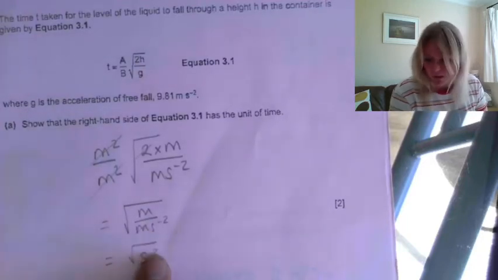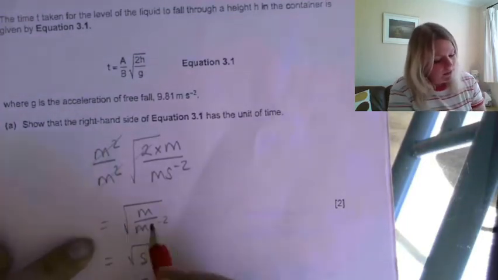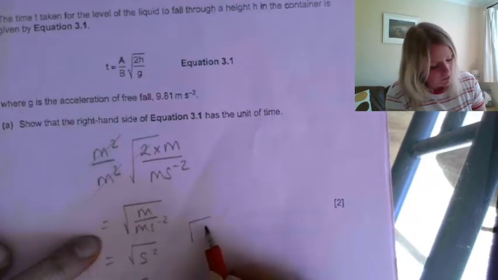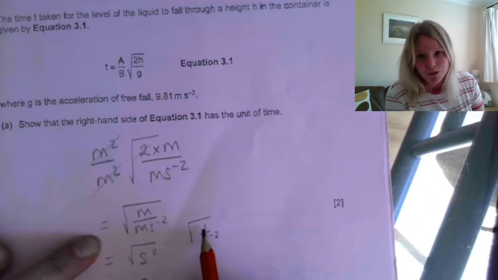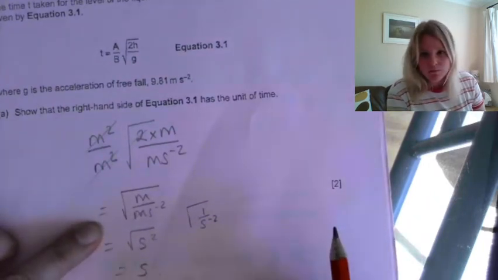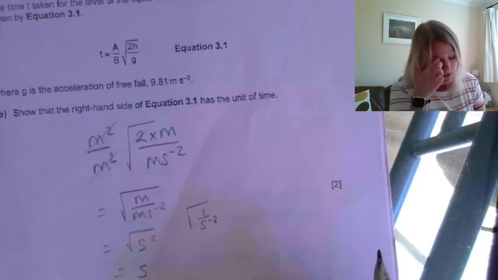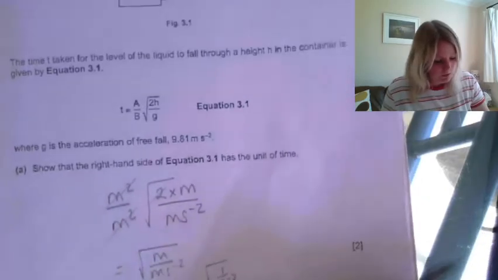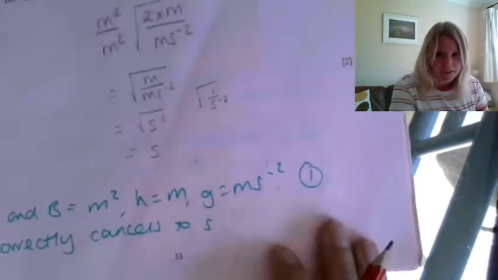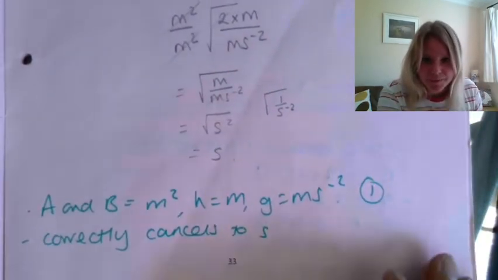And I've sort of jumped a little step there. Really, the step in between would have been the square root of 1 over seconds to the minus 2. Which then, if you bring that up to the top line, becomes a positive power, and the square root of seconds squared is just seconds. Okay, so there were 2 marks for that. Oh, I don't have room here, hold on. That's what the marks were for.